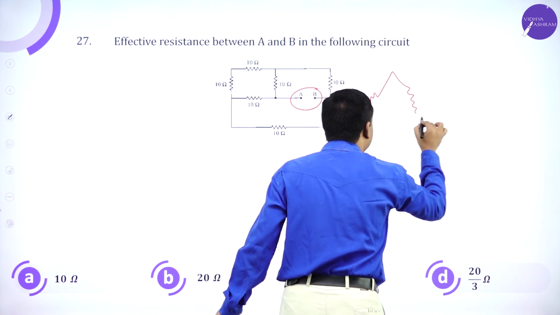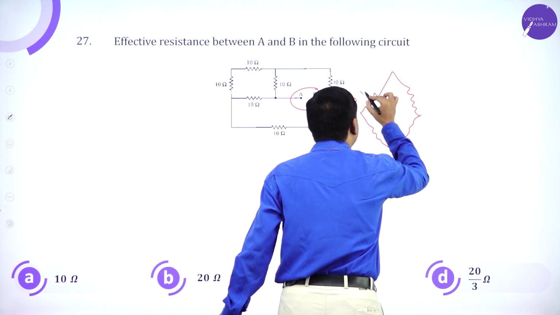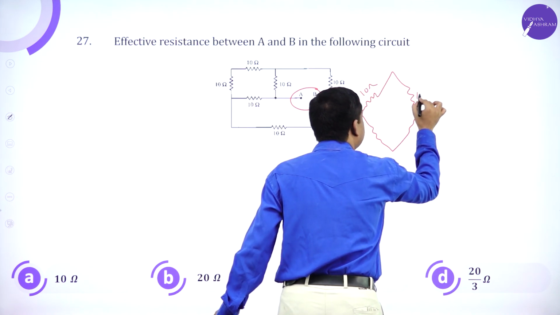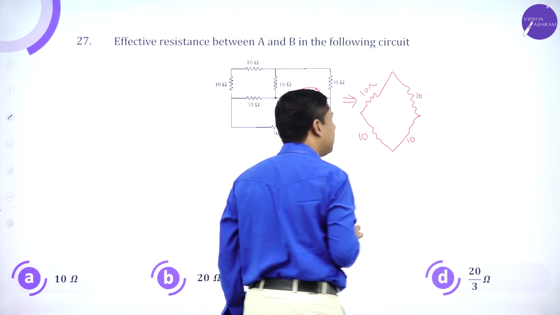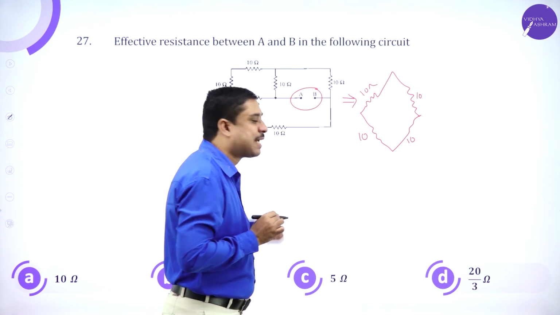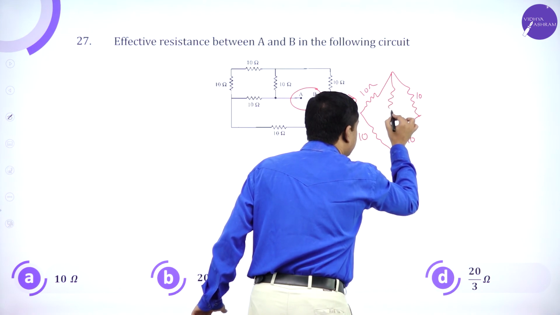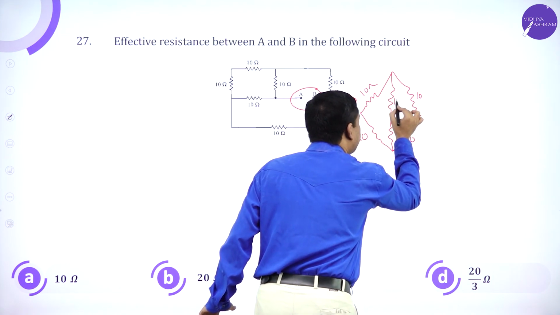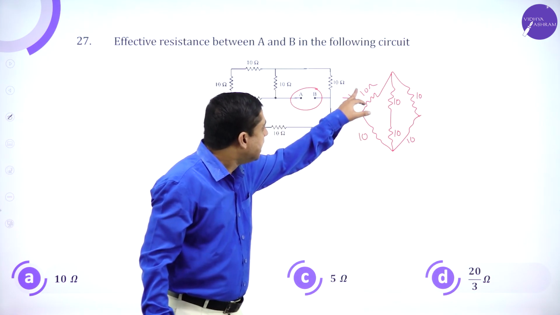1, 2, 3, 4. So 10, 10, 10 and 10. In between there are two more resistors of 10 ohms. This is 1, this is 1, this is again 10, this is again 10.